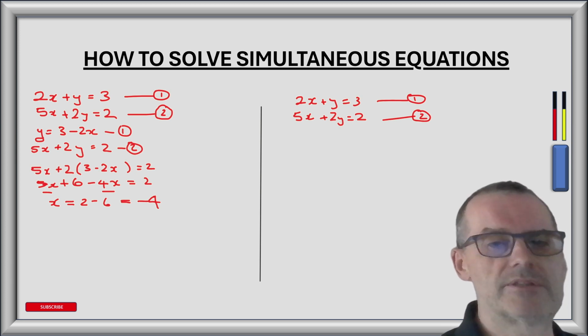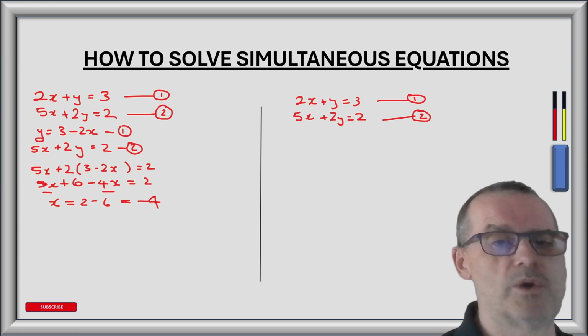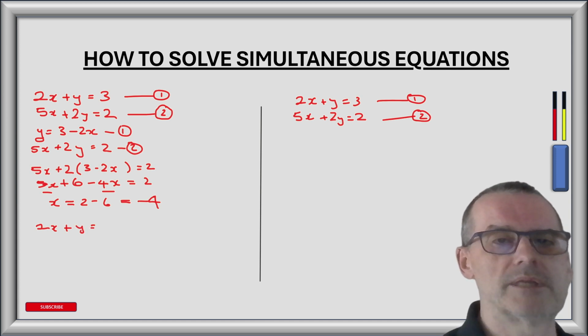Now we need to substitute the value of x into either equation 1 or 2. We can substitute into any equation. I'm going to pick equation 1 on this occasion. Equation 1 is 2x plus y equal to 3. I'm going to substitute x is equal to minus 4 into this equation. That gives 2 times minus 4, so we've substituted for x, plus y is equal to 3.